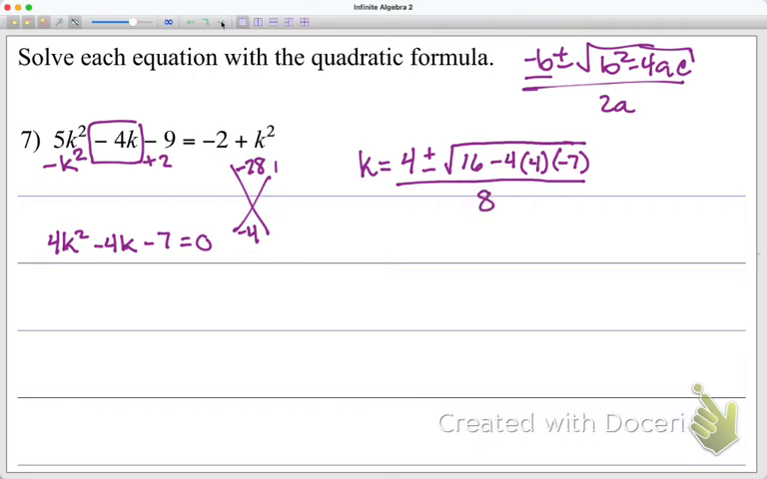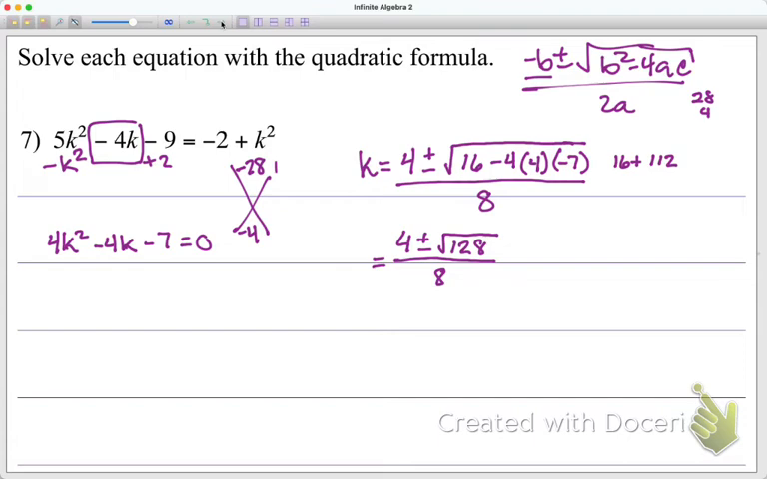Okay, so 28 times 4 is 16 plus 2, 3, 116. Is that 28 times 4? Oh, not 16, 12. Is it 112? Yes. Okay. So I have 4 plus or minus the square root of 128 all over 8.